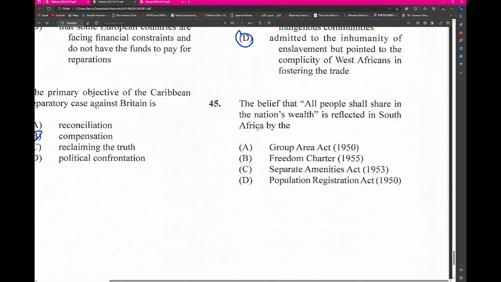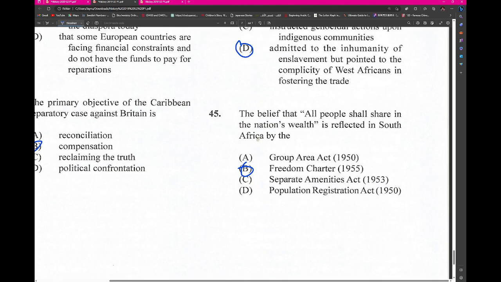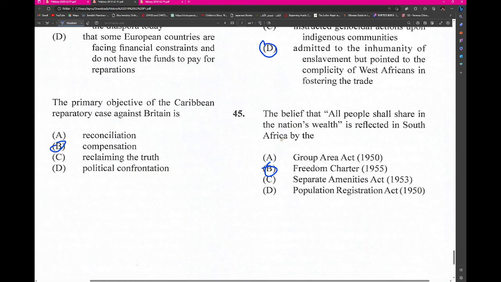The belief that all people shall share in the nation's wealth was reflected in the Freedom Charter. Alright, so we have that there. So remember, if there are any issues or concerns, please state them. I went a bit quick through that.